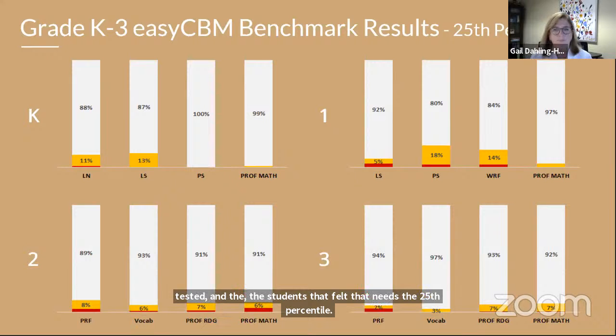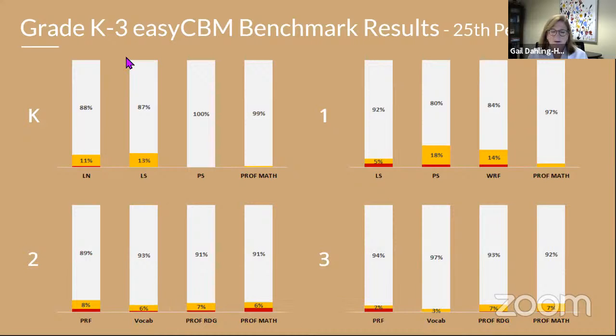So important to note on this is that the norms, the fall norms, are 1 minute tests in large part, especially for K and 1. So each of these administrations are little snippets of assessments. They're given in 1 minute.